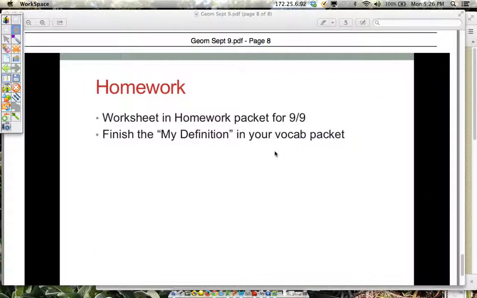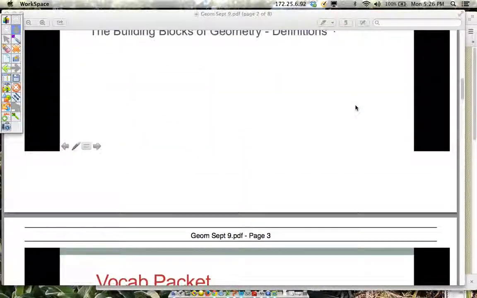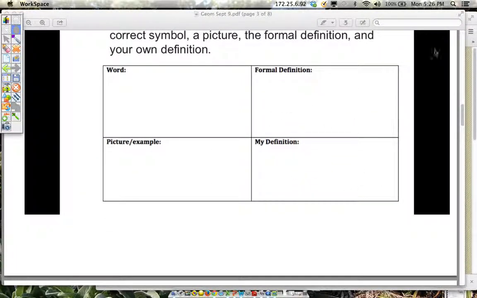So that concludes September 9th's lesson on the building blocks of geometry. You can work on page 8 in your homework packet. It's titled 9-9. And then you can finish your own personalized definitions in this box on your vocabulary packet.